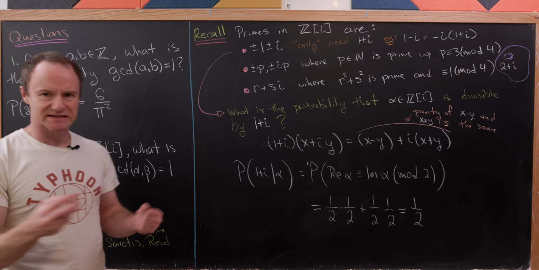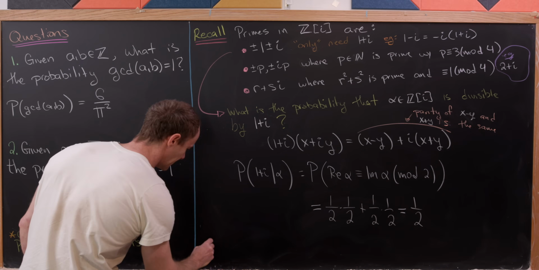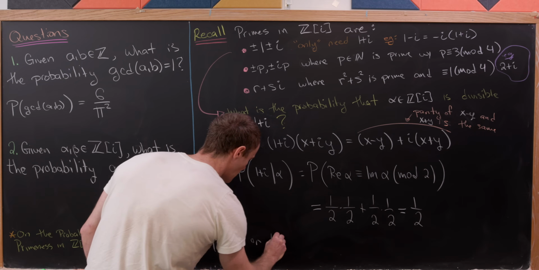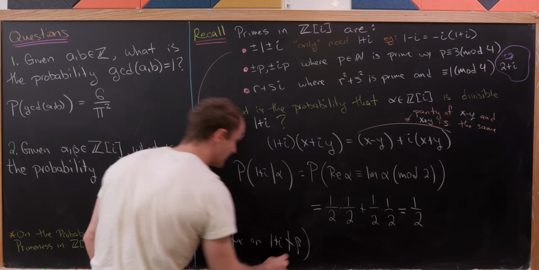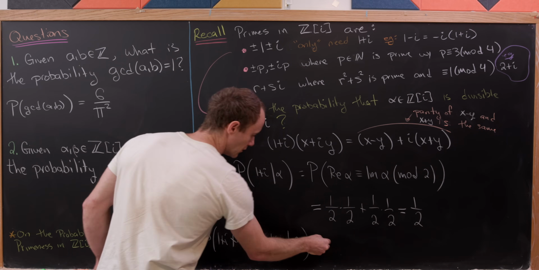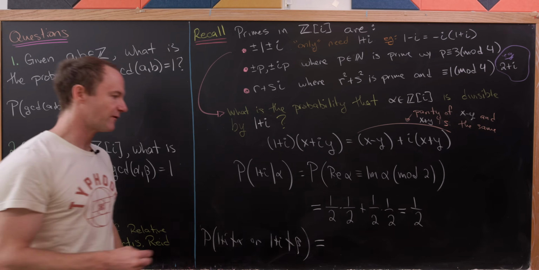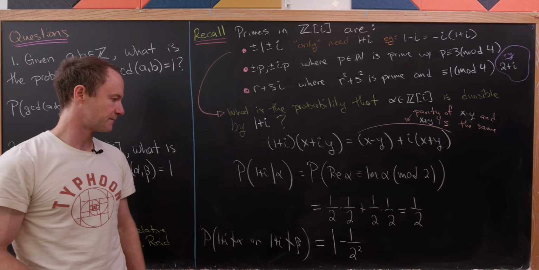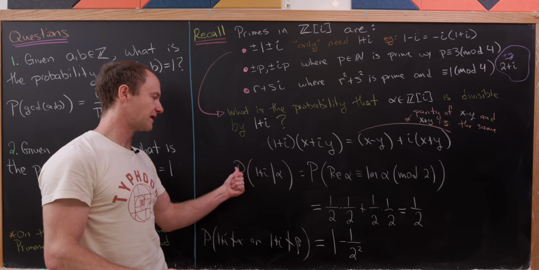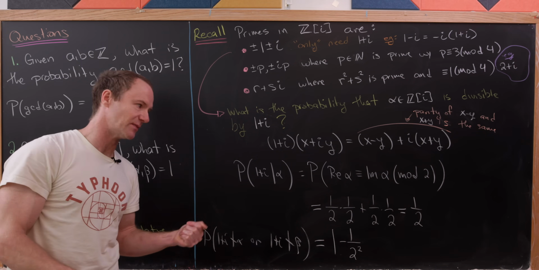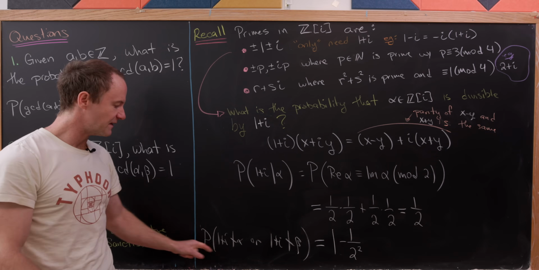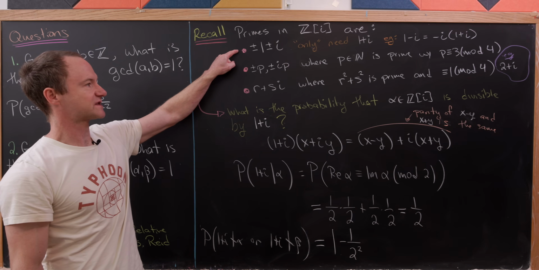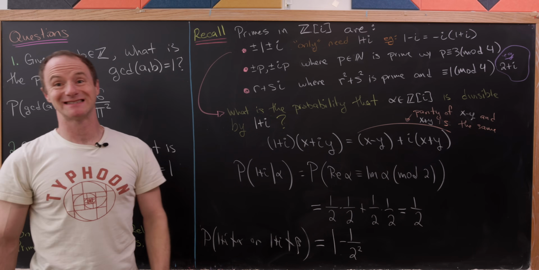But now what we can do is extend this to the problem that we're really interested in, and that is the probability that 1 plus i does not divide alpha or 1 plus i does not divide beta. So using a similar strategy to what we did before, we're going to see that that is 1 minus 1 over 2 squared, because the probability that 1 plus i will divide alpha and beta will be 1/2 times 1/2, and then this is the complement probability here. Okay, so now we've taken care of this first type of prime. Now let's go ahead and look at the second type.